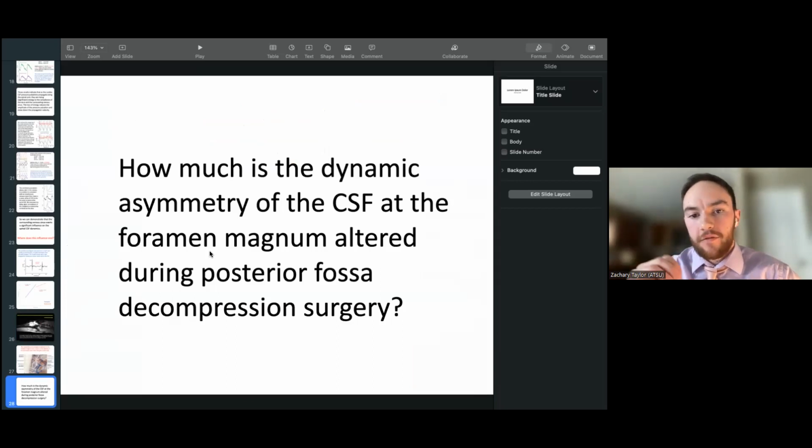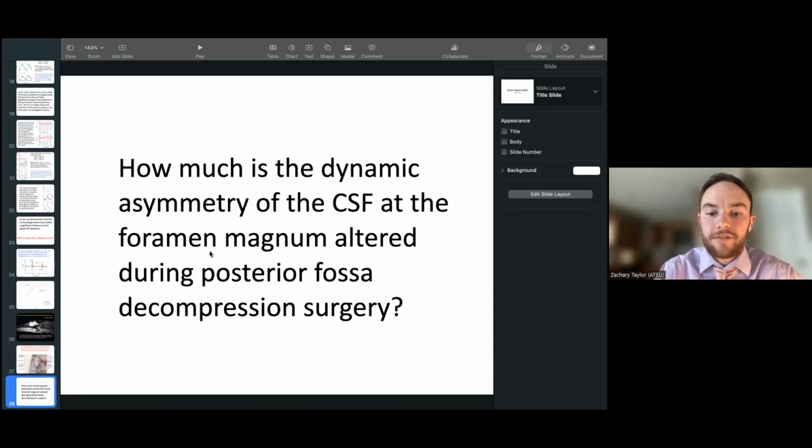So now, just retouching on what I said earlier about the Chiari malformation: this asymmetry of the CSF at the foramen magnum could potentially be altered with a posterior fossa decompression, if we can somehow find a surgical way or some form of a model. We are essentially trying to transition the data that we're extrapolating and the graphs we're creating into a cadaver model.